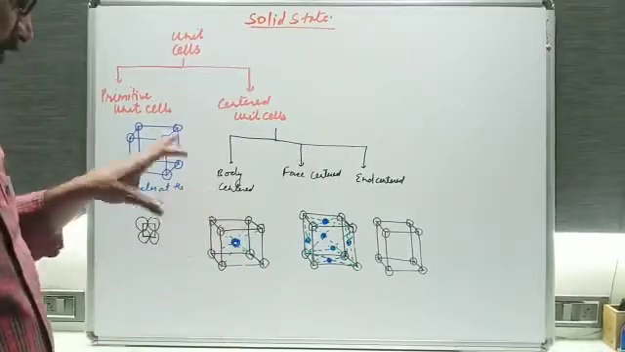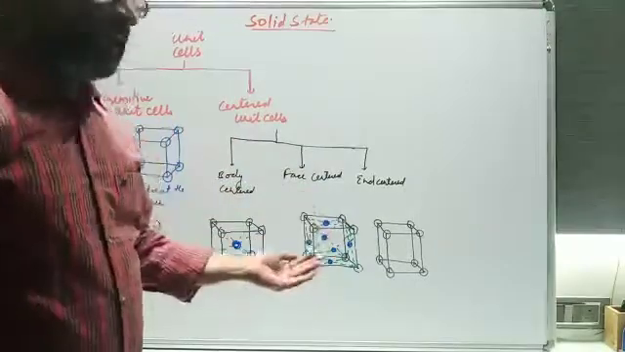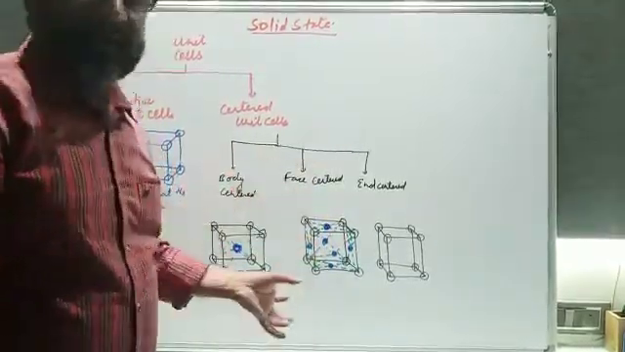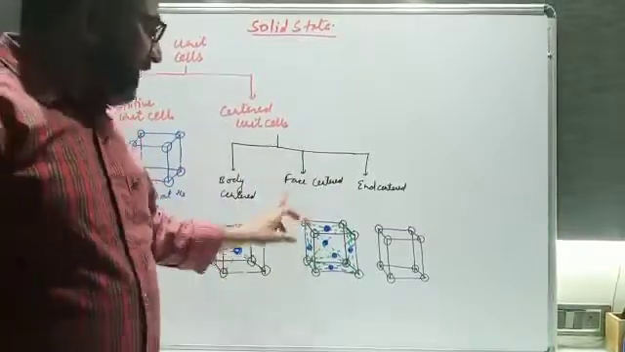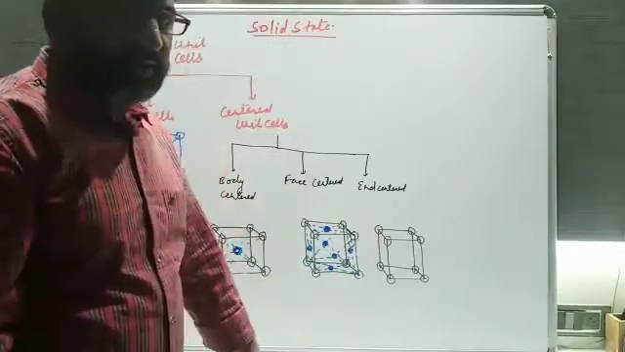So what is the meaning of that? The primitive cell will be there, but extra particles are present on each and every face of the unit cell, and all are interconnected with each other. That's why it is called a face centered cubic unit cell. Okay, the next thing is the end centered cubic unit cell.